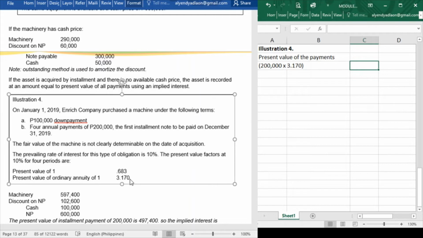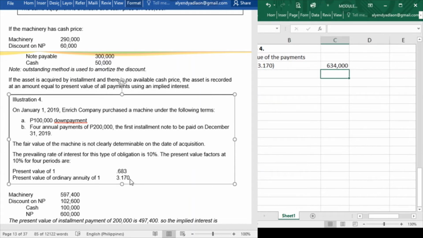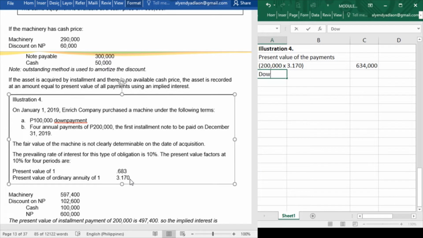3.170, that is 634,000 pesos. But apart from that, class, take note that we have a down payment of 100,000. We also have to add this one in order to determine the fair value of the machinery. So we have 634,000 plus 100,000, that is 734,000.